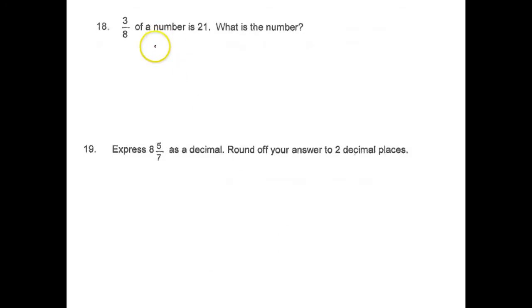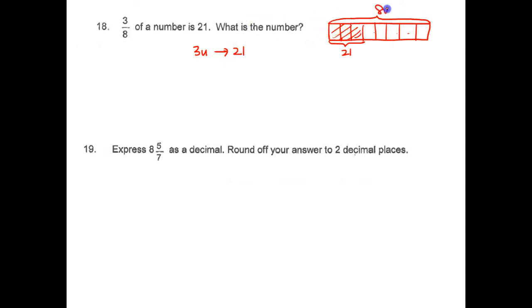Question 18. 3/8 of a number is 21. So help us to look at this. We know that 3/8, 1, 2, 3, 4, 5, 6, 7, 8. 3/8 of the number is 21. So I know 3 units is my 21. I want to find the number. This is my number. The number is 8 units. So 3 units is 21. 1 unit will be 21 divided by 3, which is 7. Therefore, my 8 units will be 7 times 8 is 56.